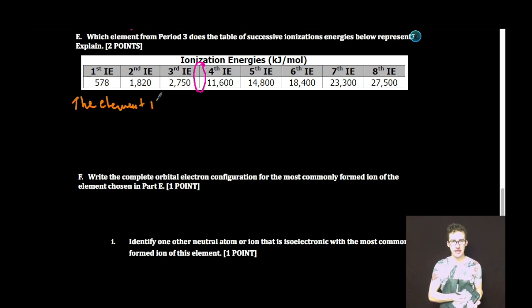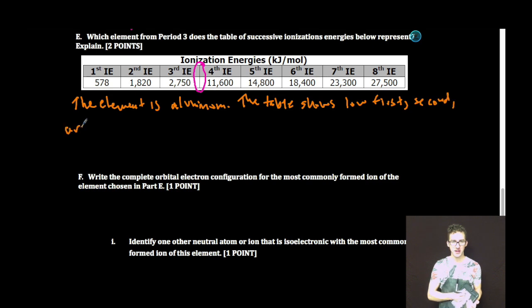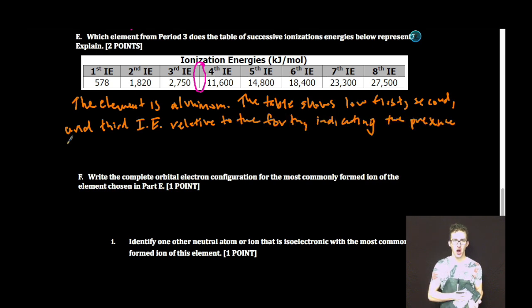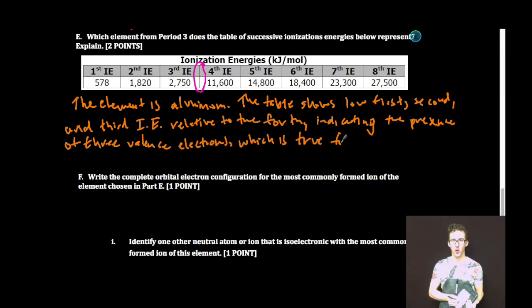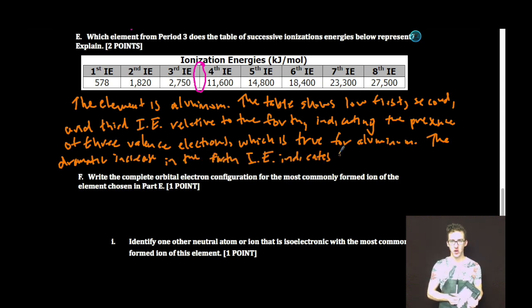The element is aluminum. The table shows low first, second, and third ionization energies relative to the fourth, indicating the presence of 3 valence electrons, which is true for aluminum. The dramatic increase in the fourth ionization energy indicates removal from a lower energy level. Boom! If you're confused on this, let me bust out my art skills.